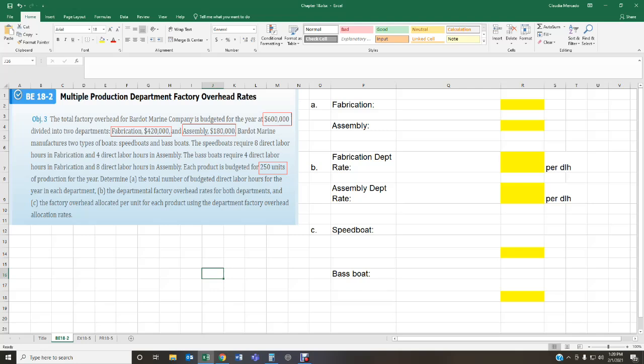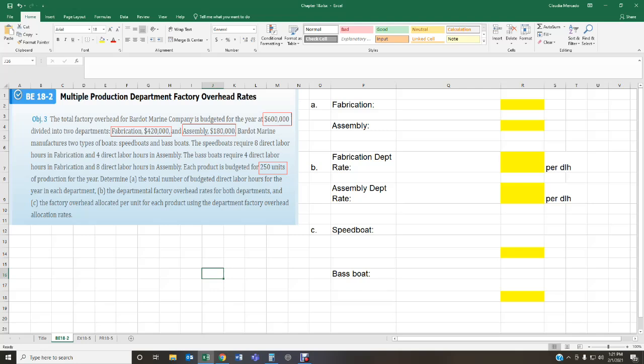The problem reads: the total factory overhead for Bartlett Marine Company is budgeted for the year at $600,000 divided into 2 departments, the fabrication $420,000 and the assembly $180,000. Bartlett Marine manufactures 2 types of boats, the speedboats and the bass boats. The speedboats require 8 direct labor hours in fabrication and 4 direct labor hours in assembly. The bass boats require 4 direct labor hours in fabrication and 8 direct labor hours in assembly. Each product is budgeted for 250 units of production for the year.